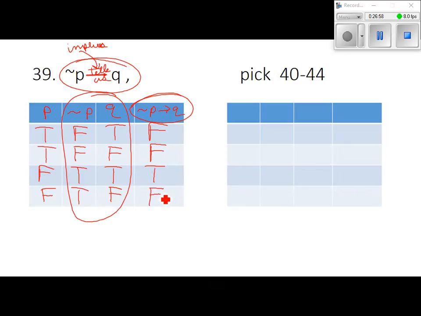So what percent of the time is that statement, even though we don't have a clue what that statement says, what percent of the time is it going to be a true statement? 25%, 1 out of every 4. Alright?